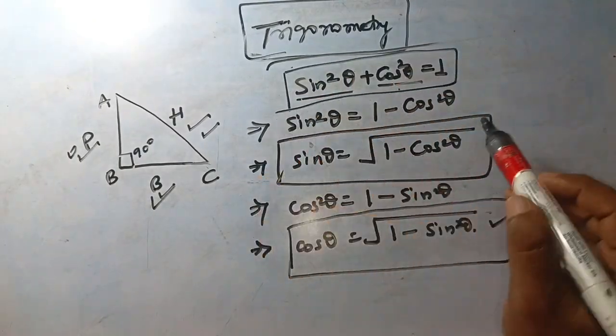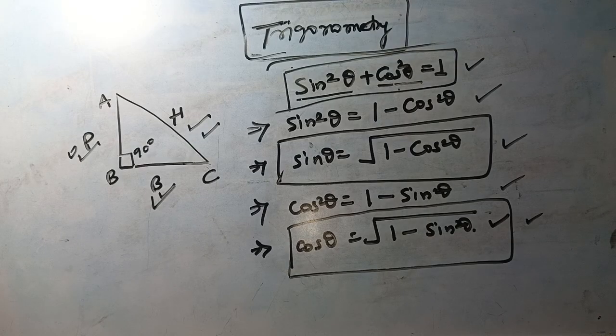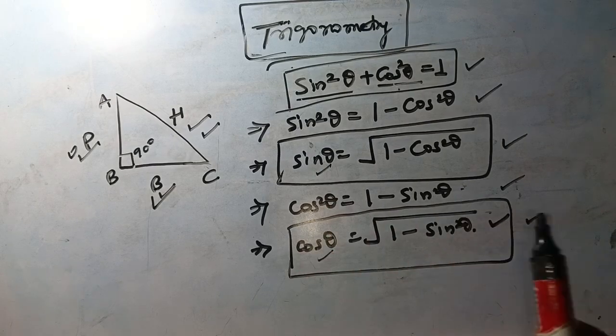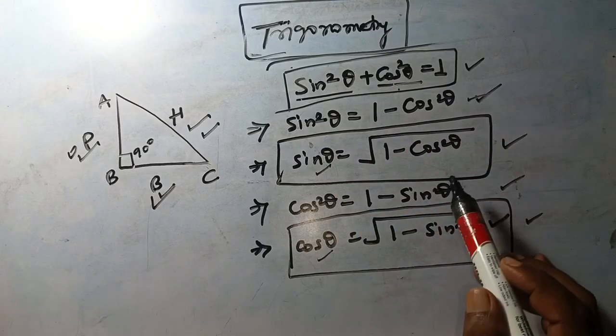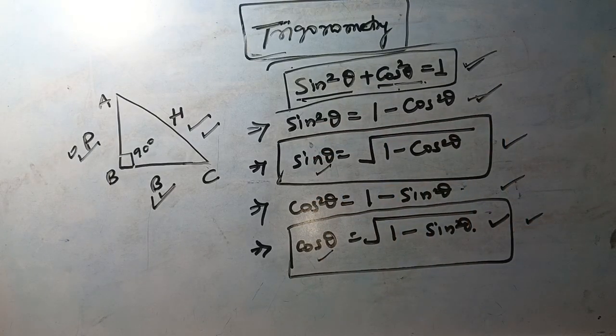But you have to remember all these steps, because when we do the questions, we will see that not only will we use the value of sine theta and cos theta, we can also use the cos square theta value and sine square theta value, as well as sine square theta plus cos square theta is equal to 1. So we have to remember all these formulas.